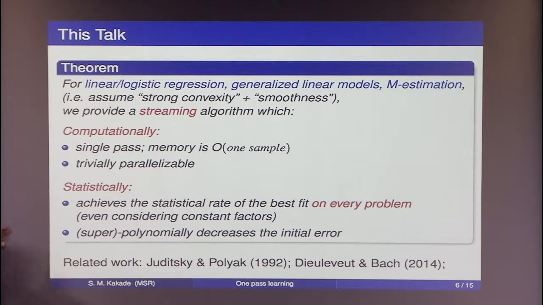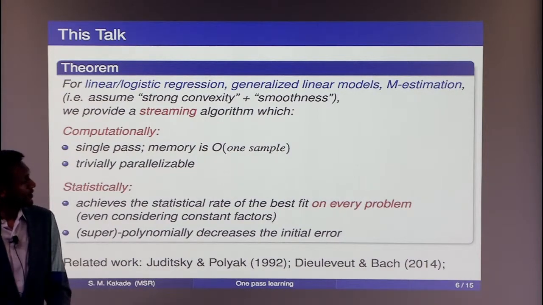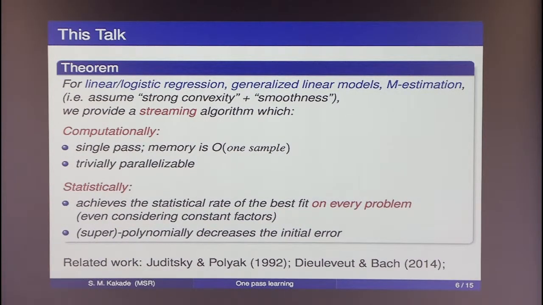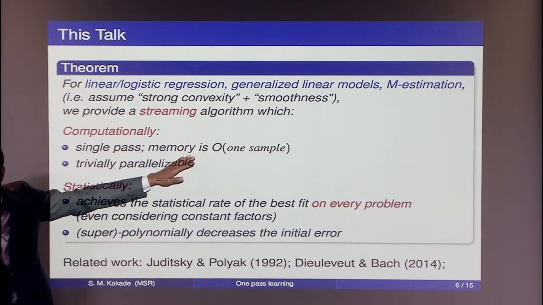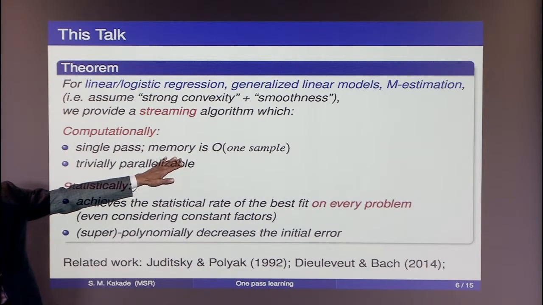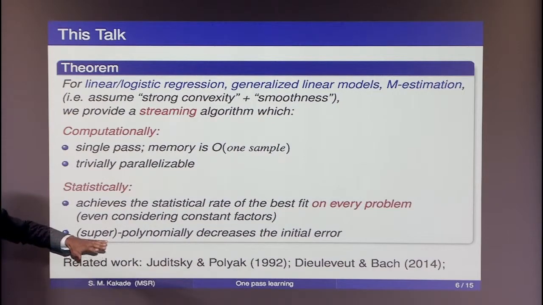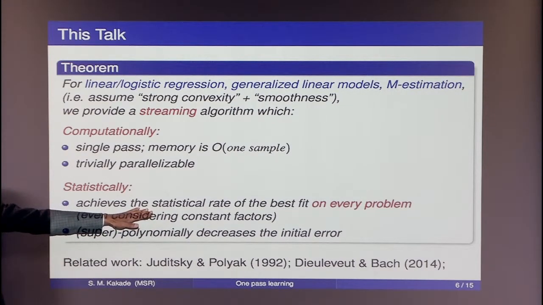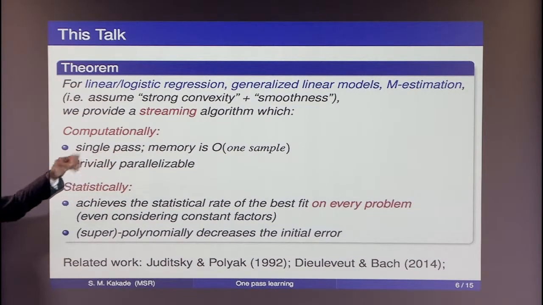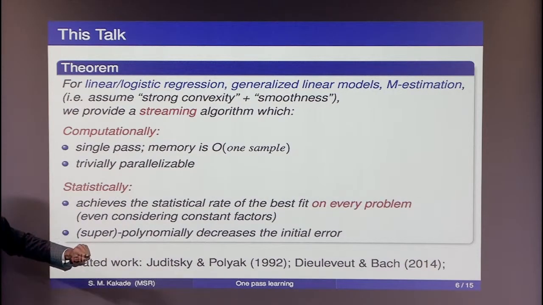The main results are going to be that you can actually drive this ratio to 1. You can do this with a one-pass algorithm. The memory is basically the same as order of one sample. The algorithm is trivially parallelizable. You really can drive this ratio to 1 on every problem under mild restriction. These are problems like linear and logistic regression, various generalized linear models.